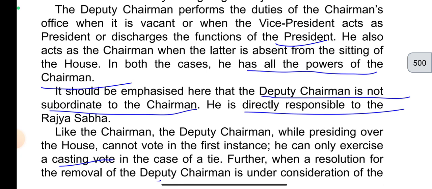The deputy chairman performs the duties of the chairman's office when it is vacant or when the vice president acts as president or discharges the functions of the president. He also acts as the chairman when the latter is absent from the sitting of the house. In both the cases, he has all the powers of the chairman. It should be emphasized here that the deputy chairman is not subordinate to the chairman. He is directly responsible to the Rajya Sabha.